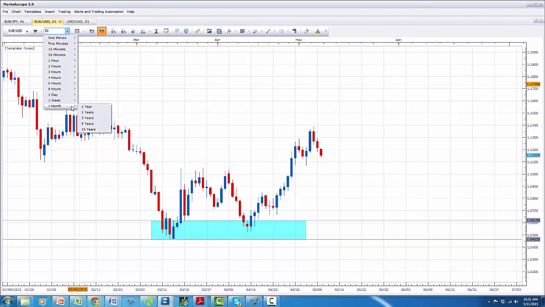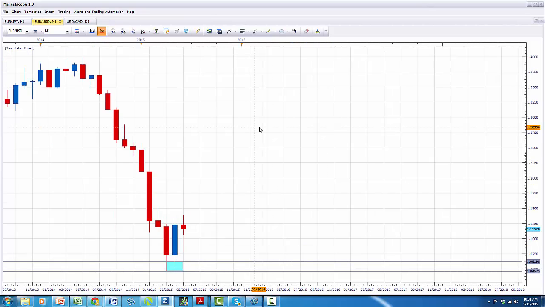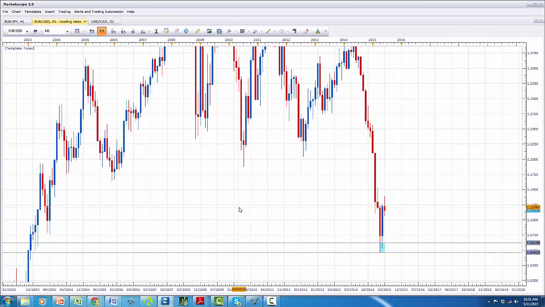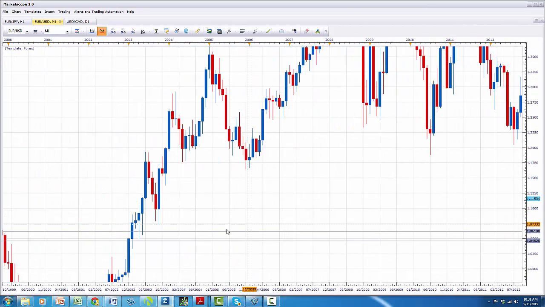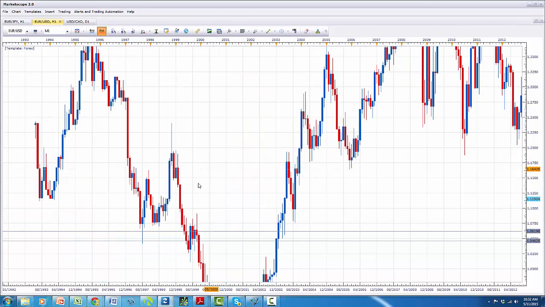But how about we come down to monthly? Sometimes it's really important to look for these levels starting from monthly. What do we see? We have created this, and we see that previously prices had touched in this area and it had just skyrocketed from there for the next few months. Again, it touched in this area and it went up.